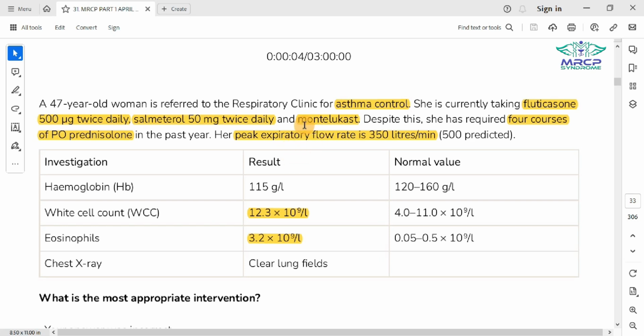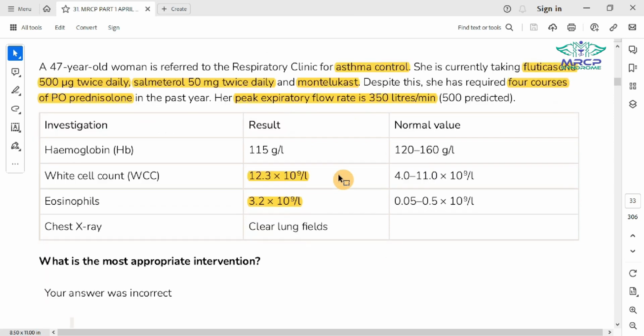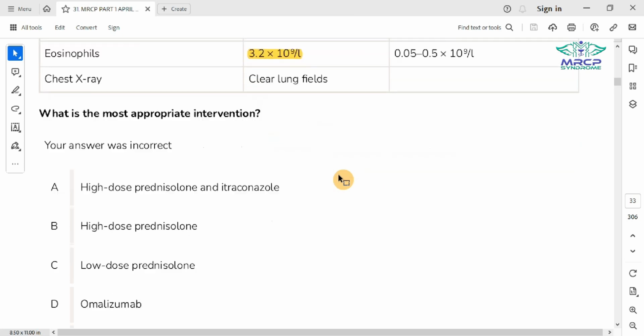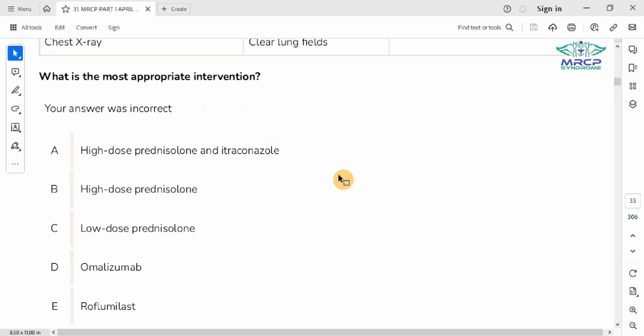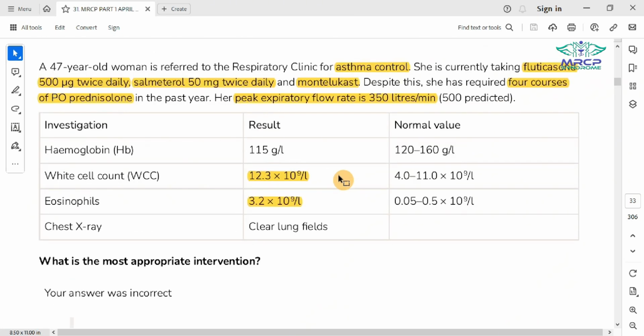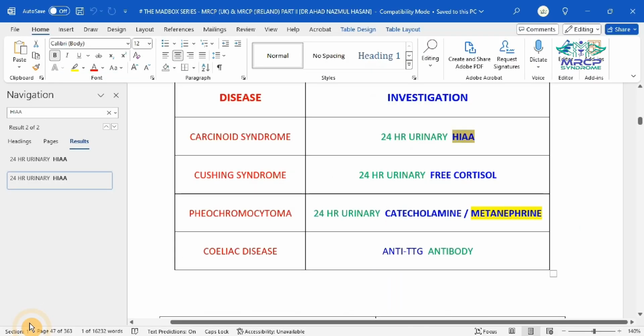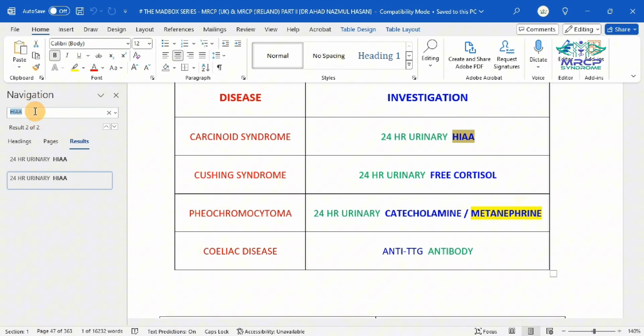Only omalizumab. Eosinophil count is high, so it should be the omalizumab. Yeah. So features of worsening asthma plus eosinophilia, we will be going for the omalizumab, and features of asthma plus elevated IgE level, what should be the treatment? Mepolizumab. Yes, we'll be going for the mepolizumab.